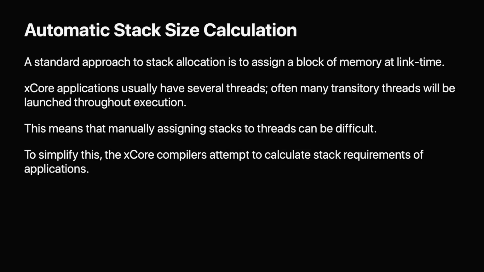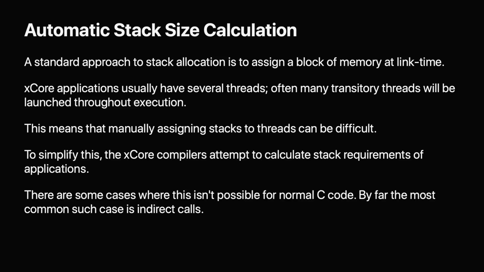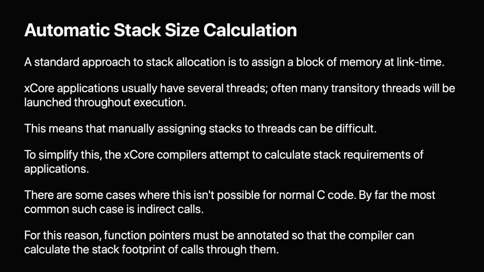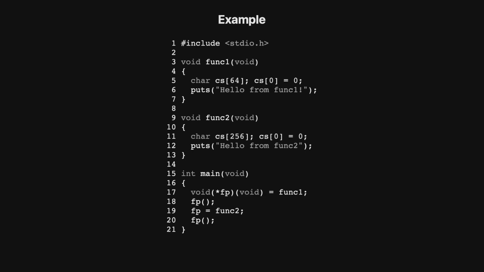So to simplify this, the xcore tools attempt to calculate the maximum stack size required for an application automatically. When using XC, this is almost always possible, due to the language restrictions, but when using C, there are cases where the tools can't deduce the worst case stack requirement automatically. Most commonly, this happens when function pointers are used, because the compiler can't know which function will ultimately be called. For this reason, indirect call sites and their potential callees must be annotated to enable the calculations to succeed. In this example, we make a couple of simple indirect calls which land at our two compatible functions.